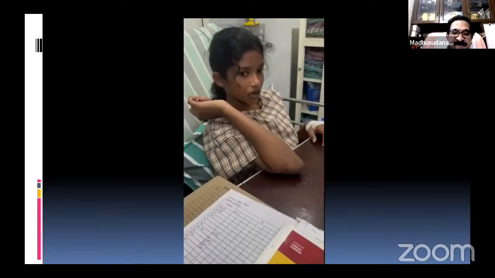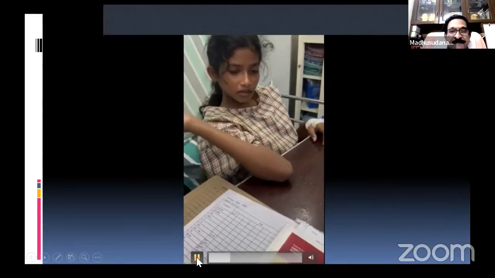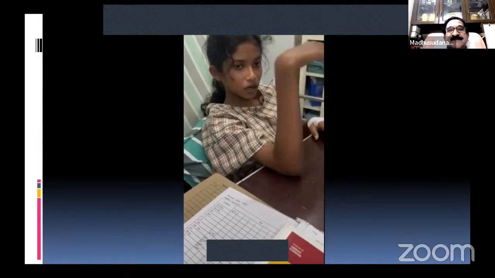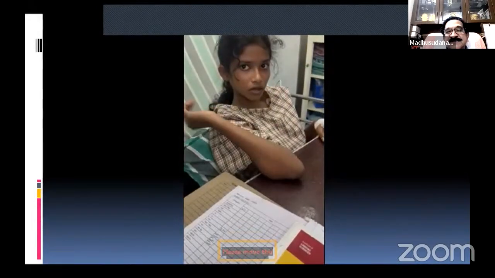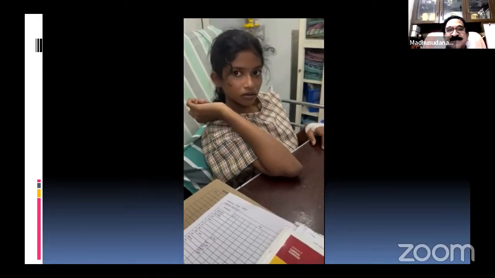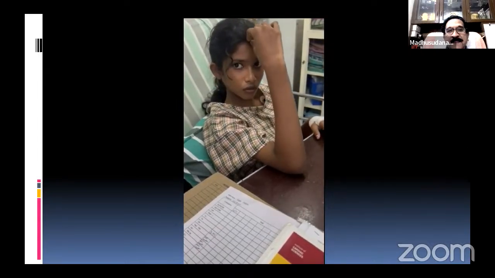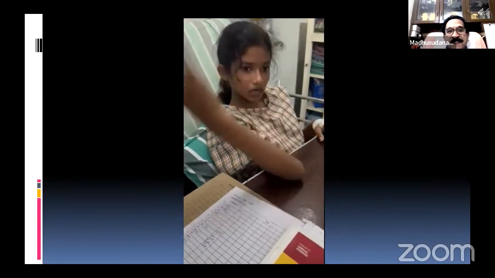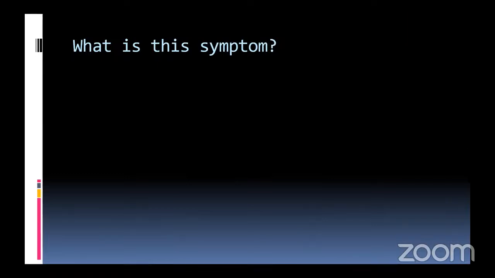Now, this story, if you could understand Malayalam, you can follow. He's telling that objects on the right side are seen on the left side, and objects on the left side are seen on the right side. That's the thing. So what do you think? What is the symptom? Anyone? Visual allesthesia. Oh, very good.